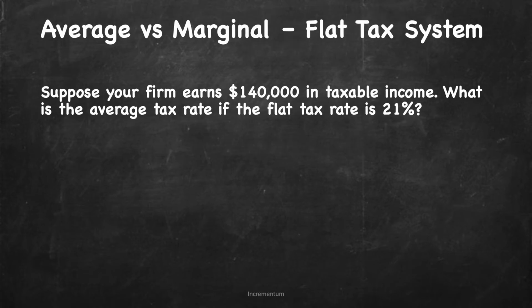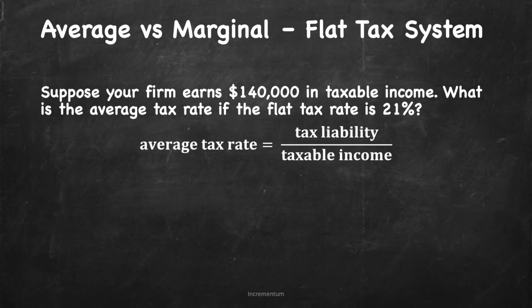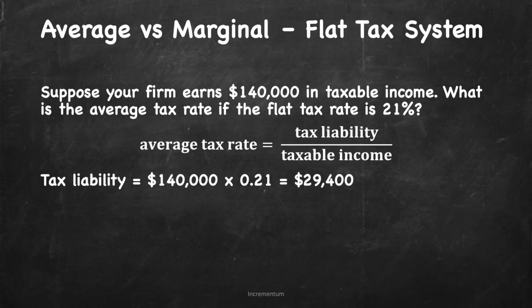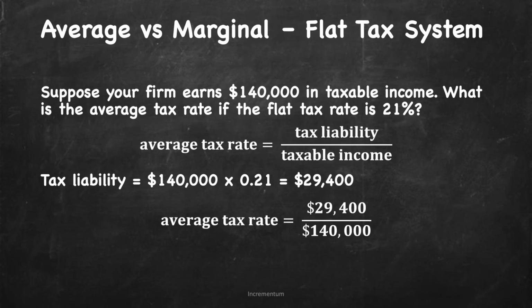Now we'll look at a flat tax system. Suppose your firm earns $140,000 in taxable income. What is the average tax rate if the flat tax rate is 21%? Again, our average tax rate is our tax liability divided by our taxable income, or the portion of our taxable income that we pay in taxes. In a previous video, we calculated our tax liability to be $140,000 times 0.21, which gave us $29,400. So if we now plug that into our average tax rate equation, so the amount we pay in taxes, $29,400, divided by our taxable income of $140,000, that gives us 0.21 or 21%.